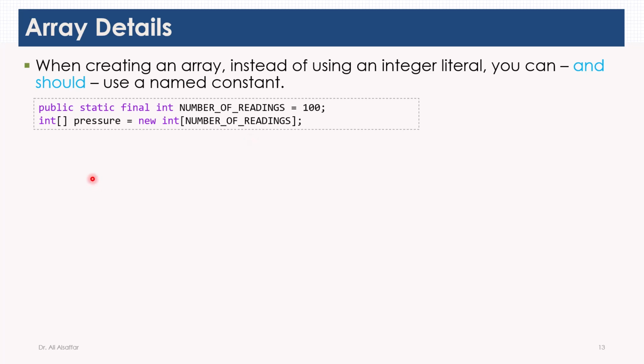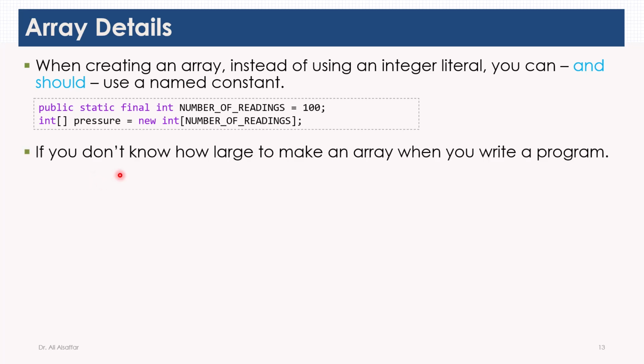Sometimes you don't know the size of the array ahead of time. So how are you going to declare such an array? In other words, if you don't know how large to make an array when you write a program, what to do? There are two options.